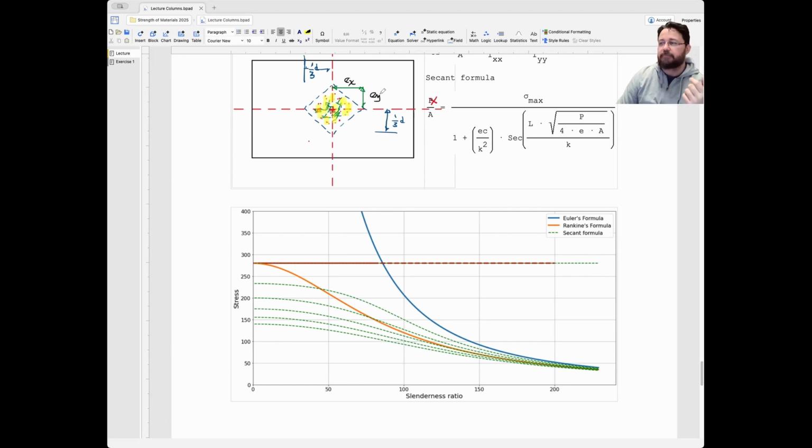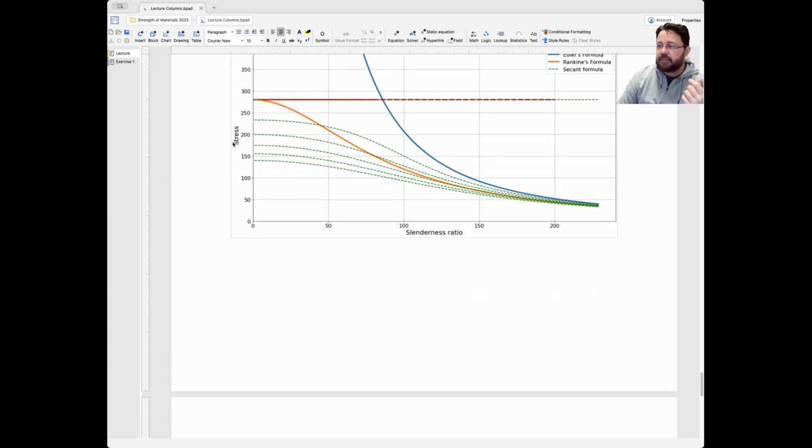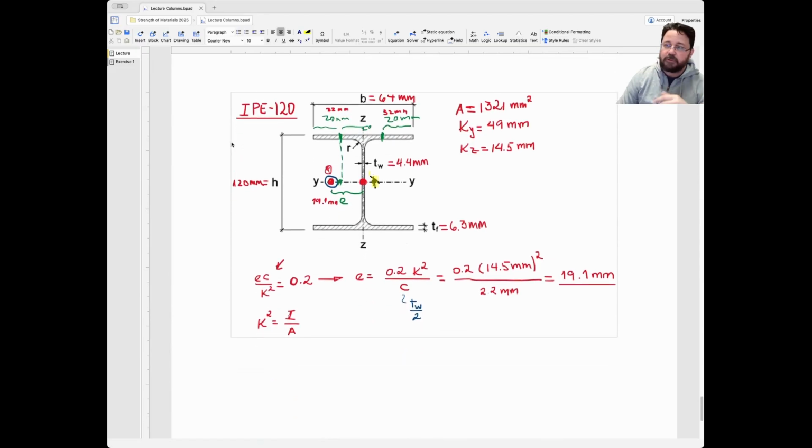So how much force would it be? And this is where, for example, if you take an IPE 120, a beam profile, and you say, you know what, I cannot put the force here in the center. I'm going to put it like here.